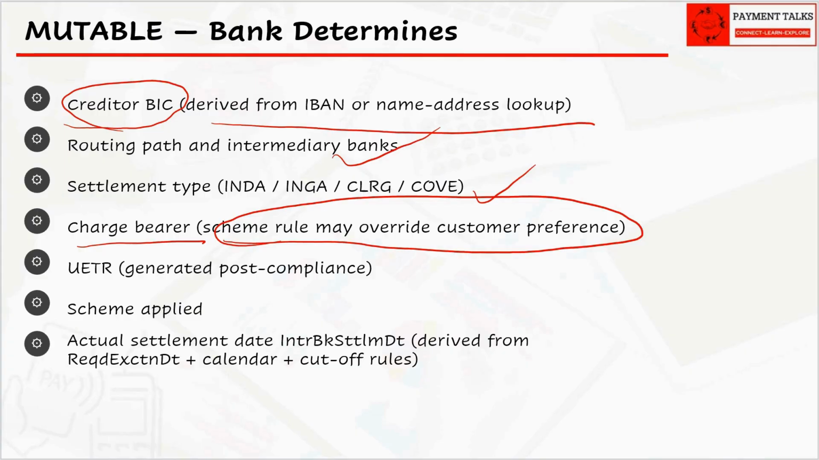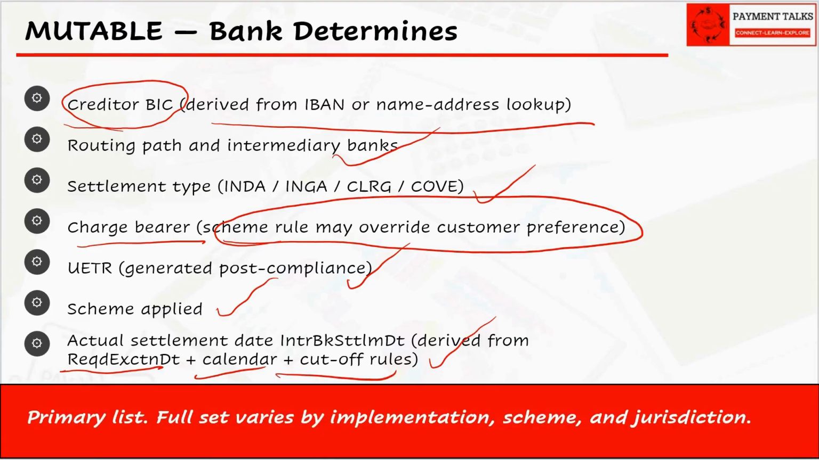provided. The UETR generated by the bank after compliance clearance. The scheme applied to this payment. And the actual settlement date, interbank settlement date. The customer provided a requested execution date. The bank derives the actual settlement date using the settlement calendar and the cutoff time rules. They are not the same field. Part 2 covers how the bank calculates that date.